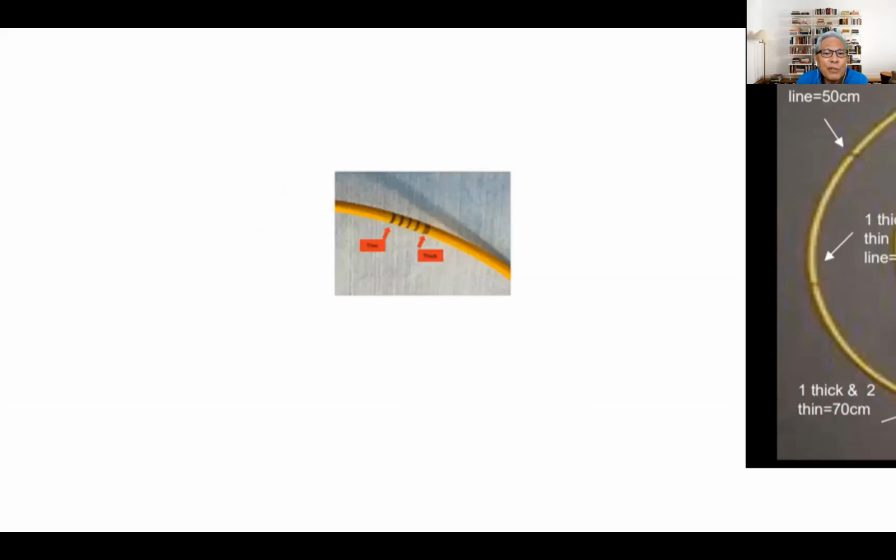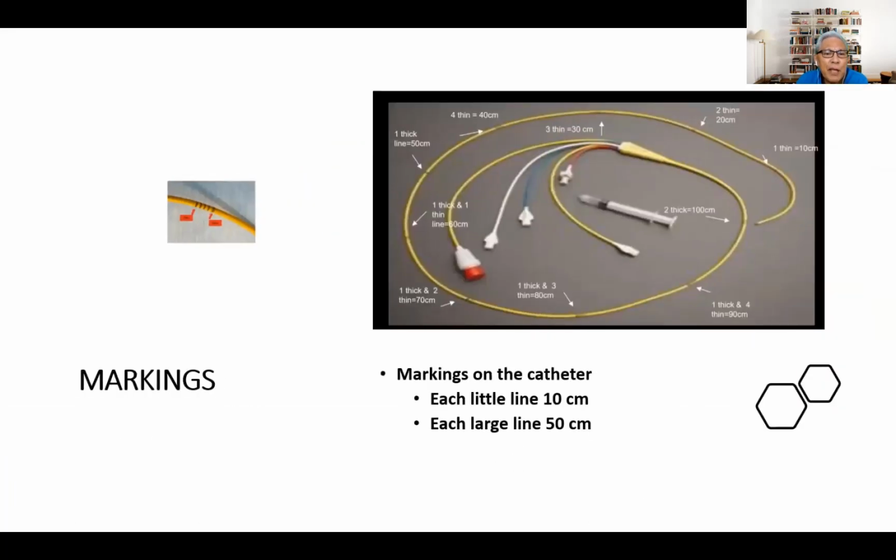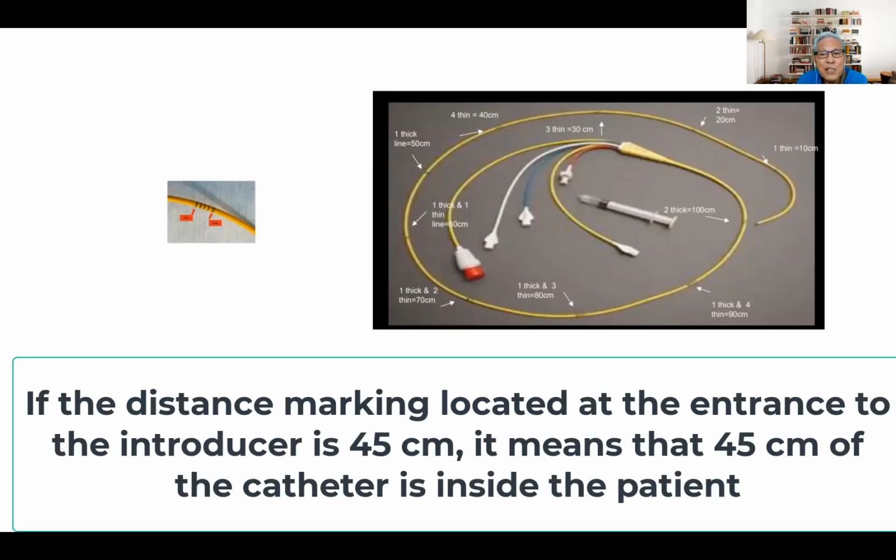This is very important, because when you are taking care of a patient with a Swan-Ganz catheter, you would note the exit point of the catheter. Whatever is at the exit point determines how much is inside the body. If the distance marking, for example, located at the entrance of the introducer is 45 centimeters, then that means 45 centimeters of the catheter is inside the patient.